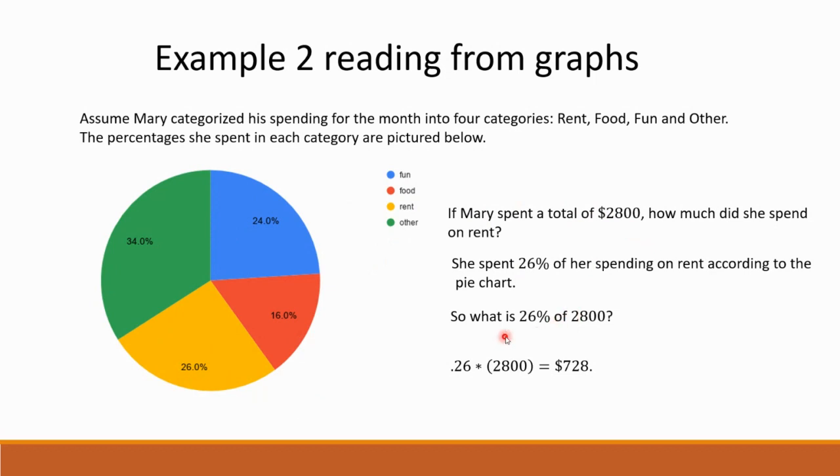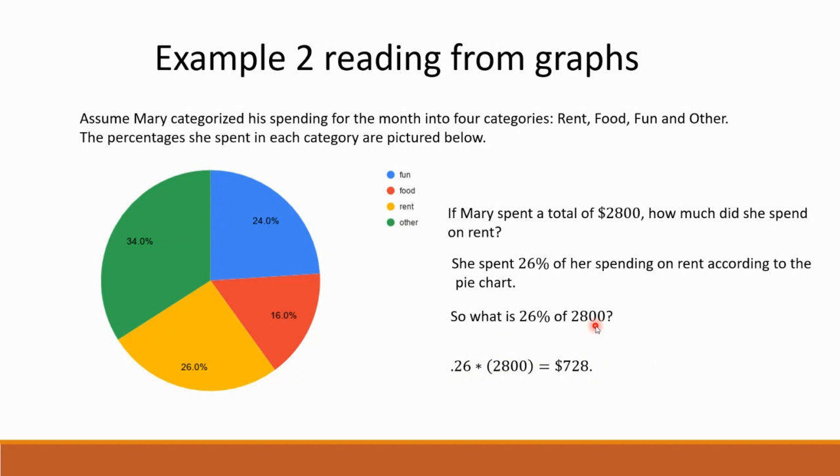Okay, so it's just like before. What is 26% of something? You do 0.26 or 26 over 100 times that something, which is this. That's what we get. Good. All right, so she spent $728 on rent.